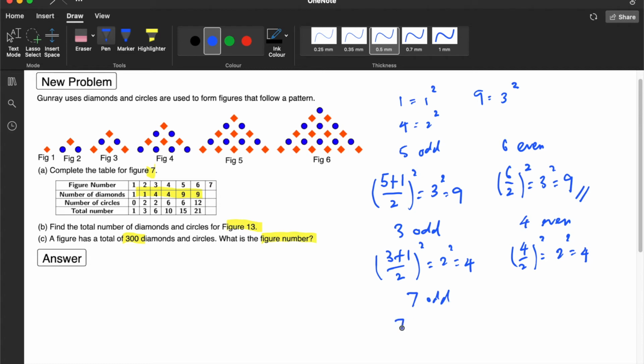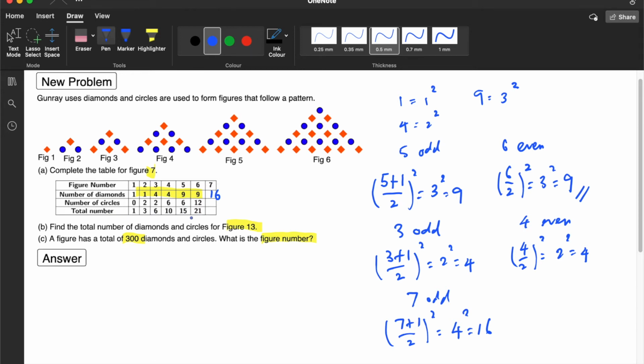Right, so for odd numbers we have to plus 1 first, then divide by 2, then square it. So 7 plus 1 is 8, divided by 2 is 4, so it is 4 squared, 16. Right, so we know that this is 16. Next thing that we may need to figure out is how do we get this total number.